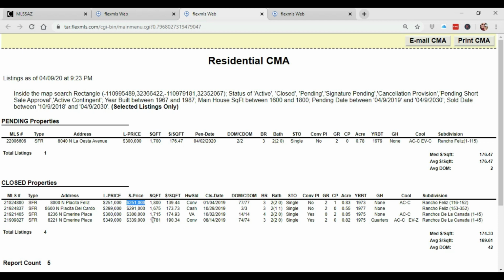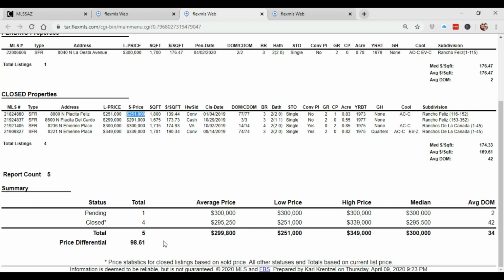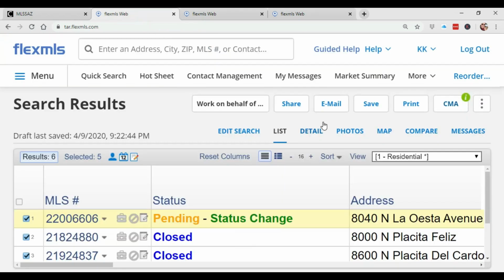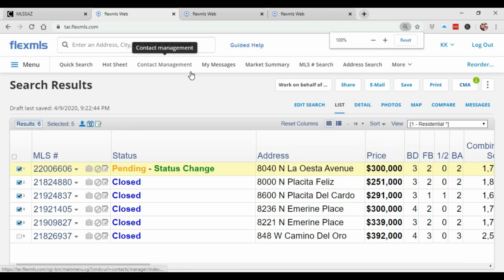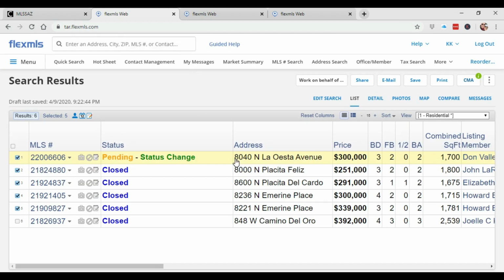All right, good thing to know: these properties on average sell in 42 days. The price differential, they get on average 98% of their asking price. So what is this house worth? What is it really worth in terms of an investment property?